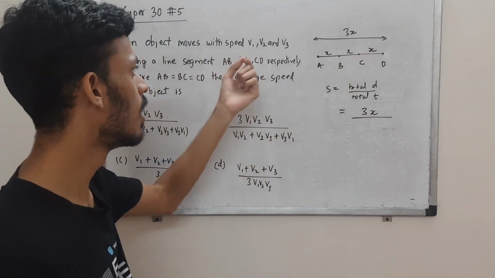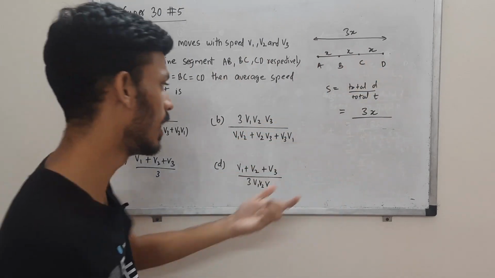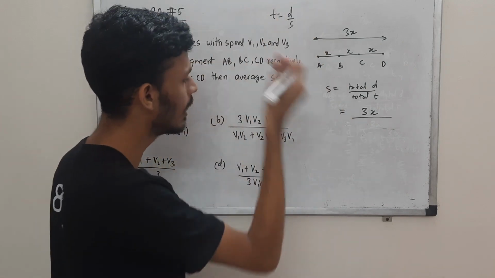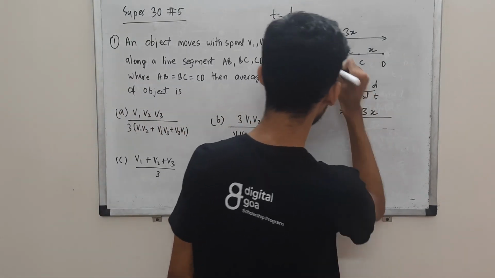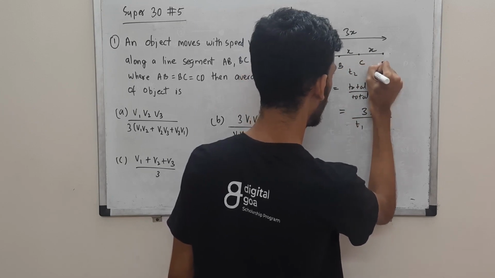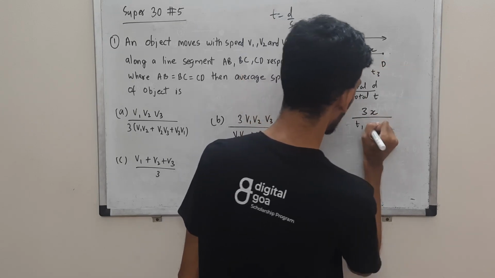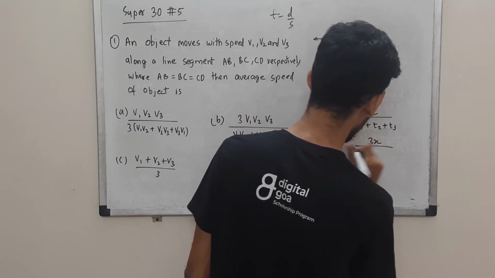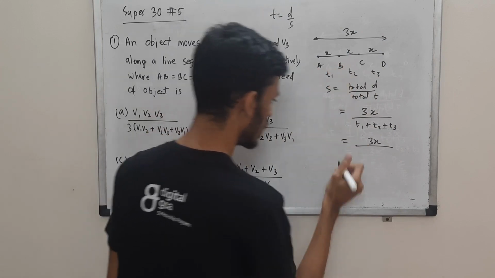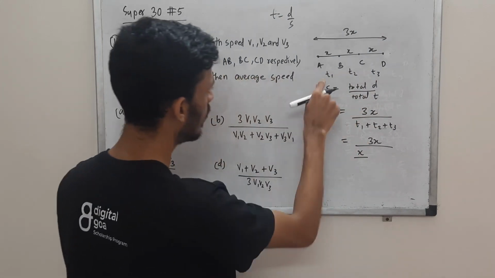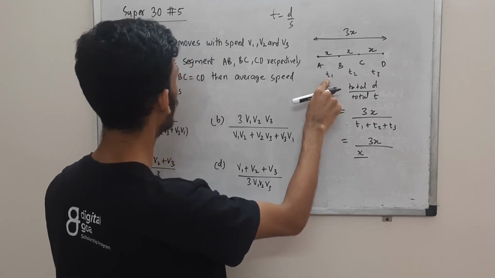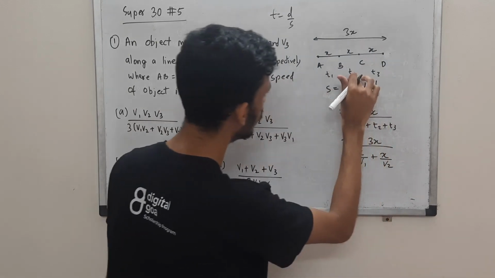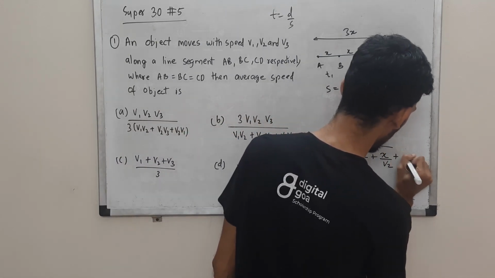We have assumed the distance, and we know the speed in each of these sections, so we can find time. Speed is distance upon time, so time is distance upon speed. Suppose the times in each section are t1, t2 and t3. So the total time will be t1 plus t2 plus t3. So it will be 3x divided by t1, which is the distance of this section x divided by the speed in section 1, which is v1, plus x by v2, since the speed here is v2, and here it is x by v3.